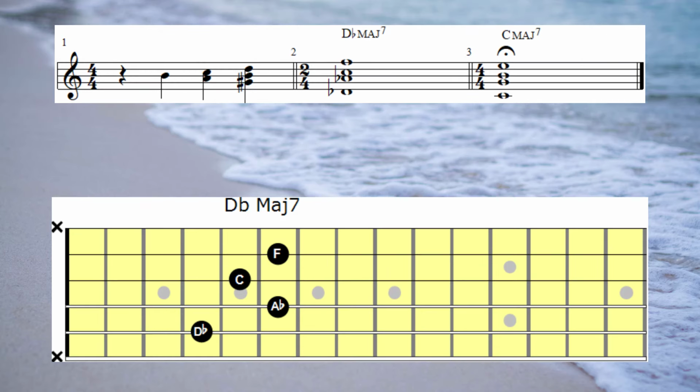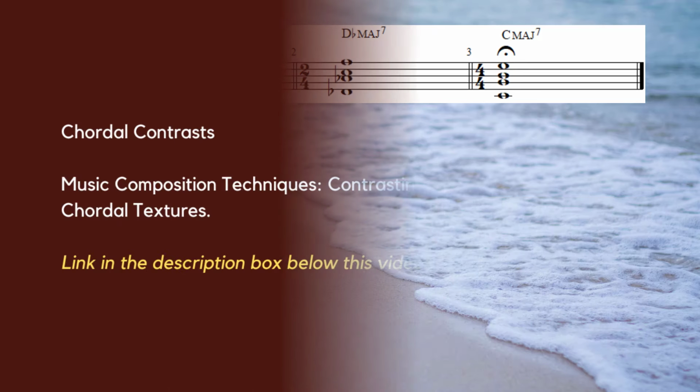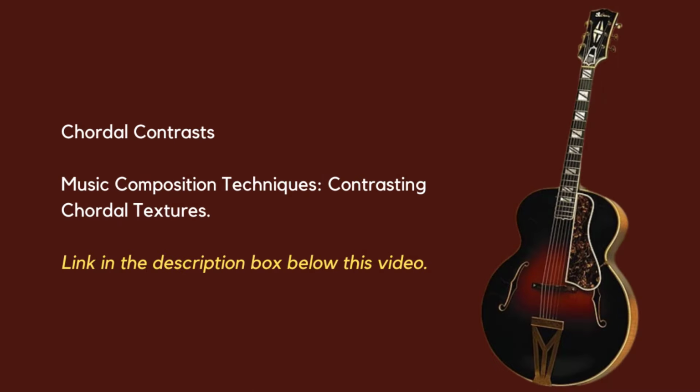Next up, I'm going to play that same melody, only this time with the surprise chord in bar 2. And this chord, which is going to be a D flat major 7th under the F note, is from a concept called chordal contrasts, which is a subject I covered many years ago, and I'll put a link in the description below if you want to check that out.